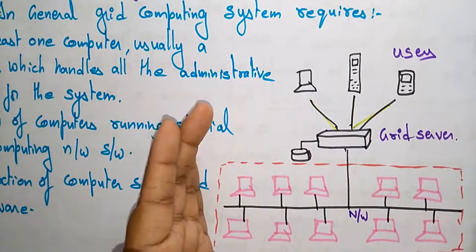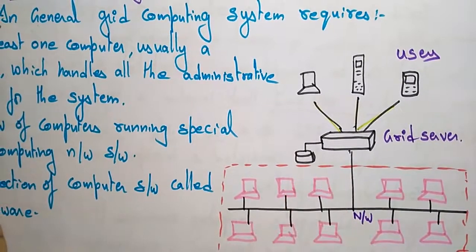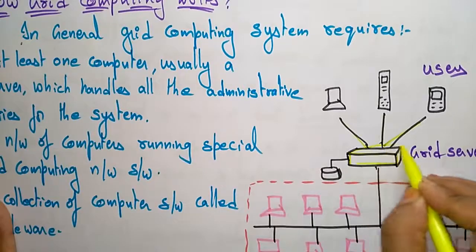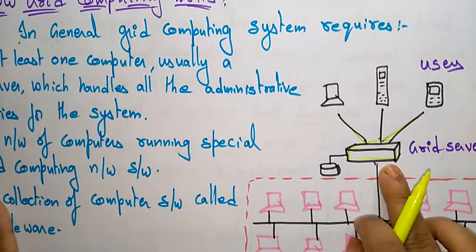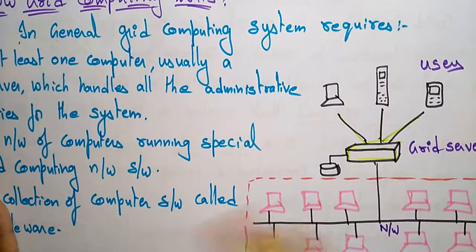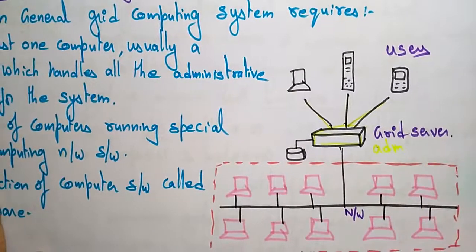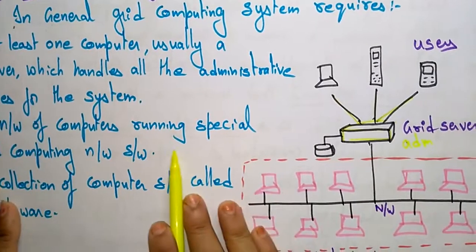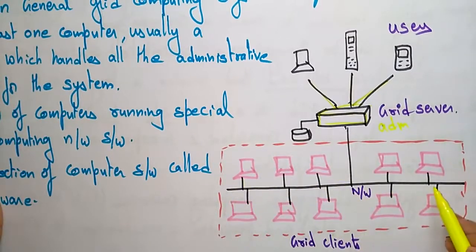Now let us see how grid computing works. In general, a grid computing system requires at least one computer, usually a server. So at least you require one grid server. You can also take one or more servers, but at least one computer, usually a grid server, which handles all the administrative duties of the system. It is a network of computers running special grid computing network software.